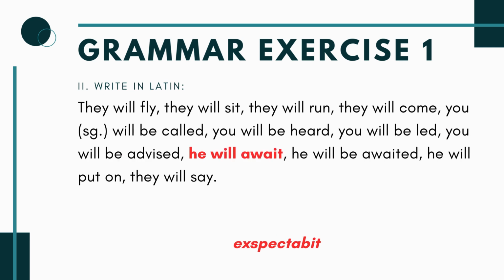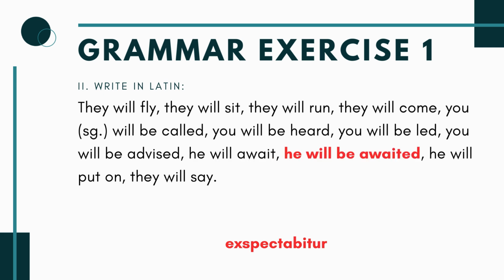Next, you have he will await. So this is not passive anymore, right? It's just normal future tense. It's going to be expectabit, right? So expectare is a first conjugation verb. Use the bo, be, bu, and just add on your ending, where expectabit is he will await. Next, you have he will be awaited. So it's the same verb, but now we've got to flip it passive. So expectabit becomes expectabitur. They're basically the same thing. You're just using a passive ending.